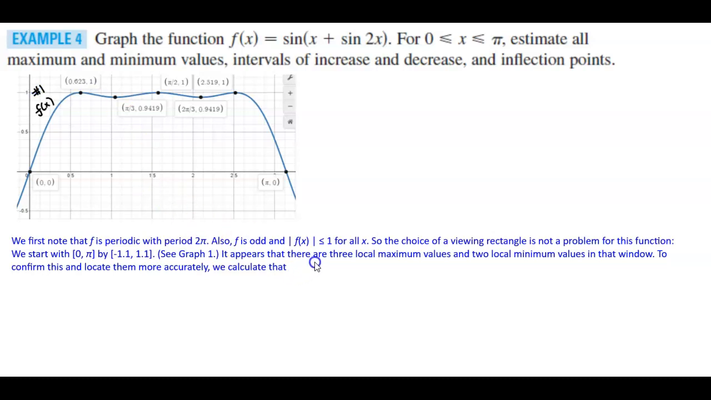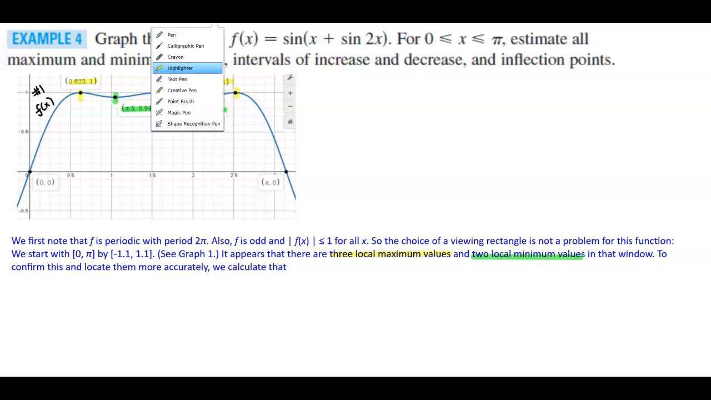Now it appears that there are 3 local maximum values. So let's point them out. So we have 3 local maximum values. There's a local max, there's a local max, and then another local max. So there's your local maximums. Okay, and then there are 2 local minimum values. So here is a local minimum, and there is another local minimum.